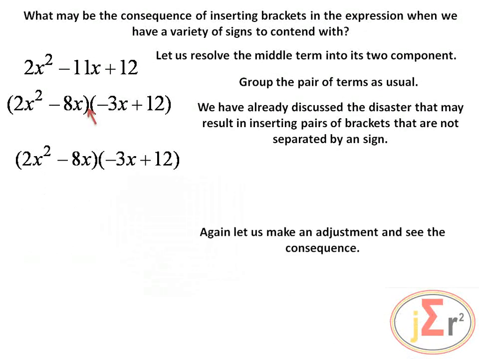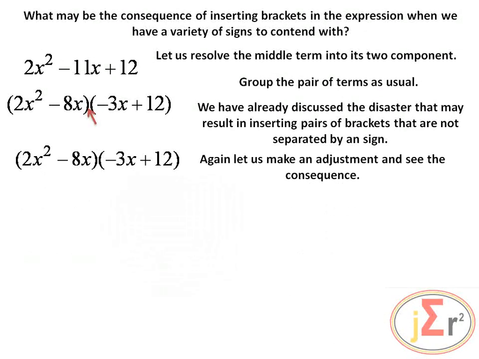What do we do then? Again, let us make an adjustment and see the consequence, which is to move the bracket down some more, revealing the negative sign right there, which is what some students would do. Surely we are not multiplying the contents of the brackets here, therefore we have to be correct. I say that it is incorrect.